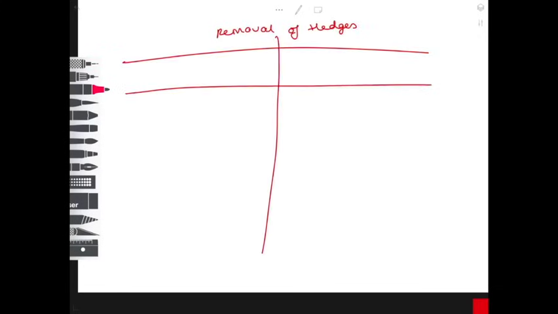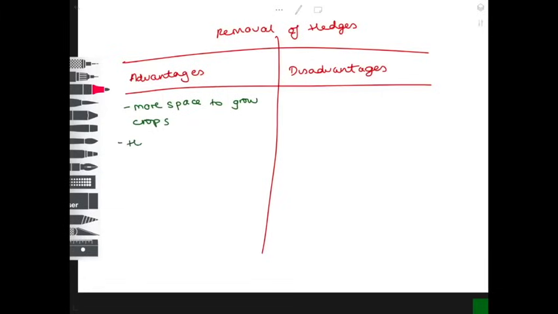We've already said that we can remove hedges and create larger fields, and that's due to specialised machinery. And now we need to look more closely at that and look at the advantages and disadvantages of the removal of hedges. And these should be nice and obvious. So the most obvious reason you would remove a hedge is to provide more space to grow crops. Another obvious point is that hedges provide shade, and where there's shade you're going to have less light, so less photosynthesis by your crop plant.